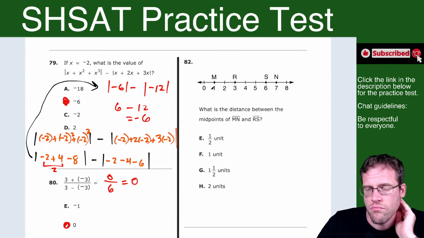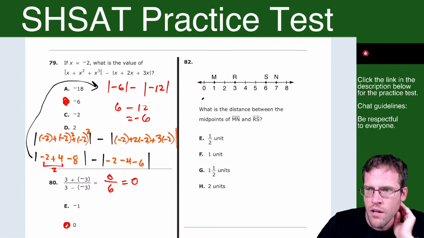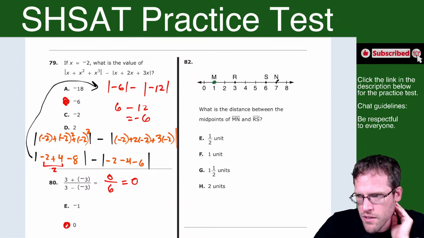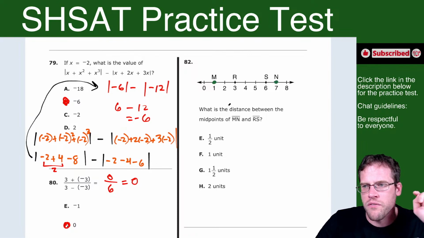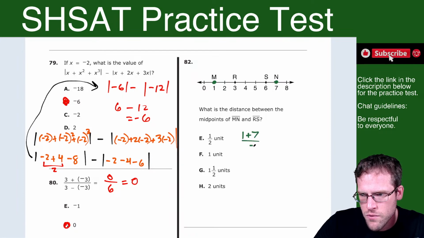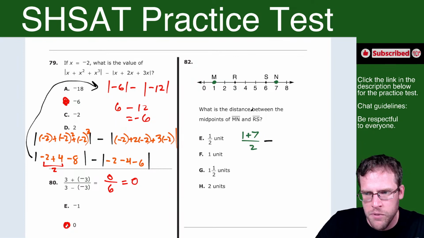82. What is the distance between the midpoints? All right, here we go. We've got to think. What is the distance between the midpoints of MN? So MN is here and here. And the midpoint you could find by eyeballing it or finding the average. So if I did 1 plus 7 over 2, that's the midpoint of MN. So minus, so we have this, minus, so what is the distance between the midpoints of MN and RS?